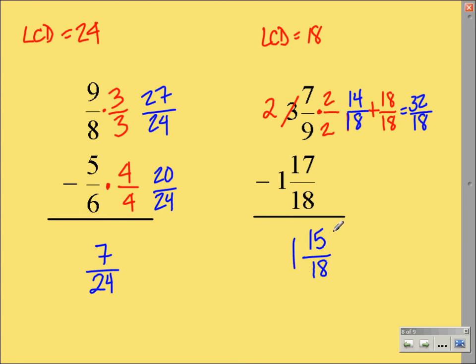Now taking a look at this, we can see that this needs to be simplified a little bit more. The common factor that goes into both 15 and 18 is 3. So let's reduce by that. 15 divided by 3 is 5. 18 divided by 3 is 6, and the whole number comes with us. So this is our final answer for this problem, 1 and 5/6.